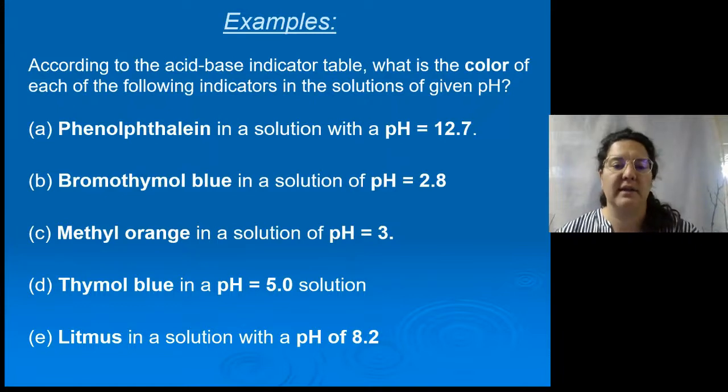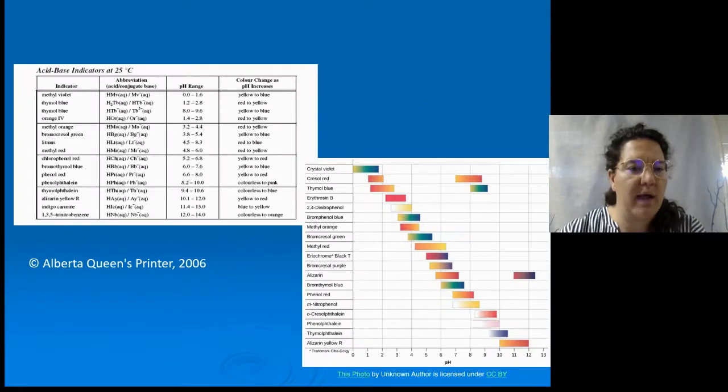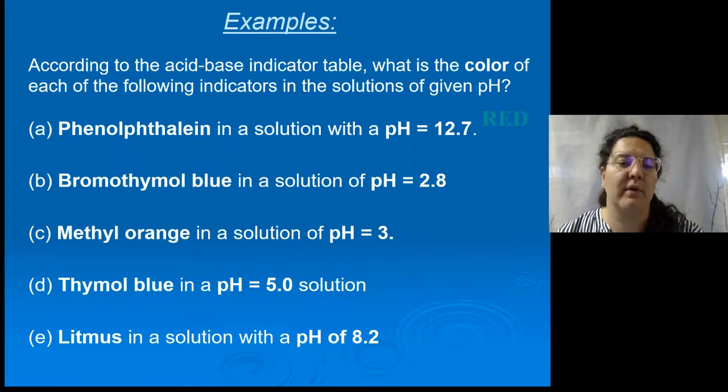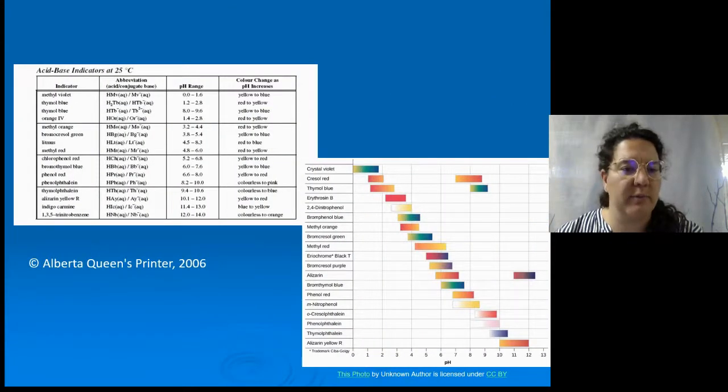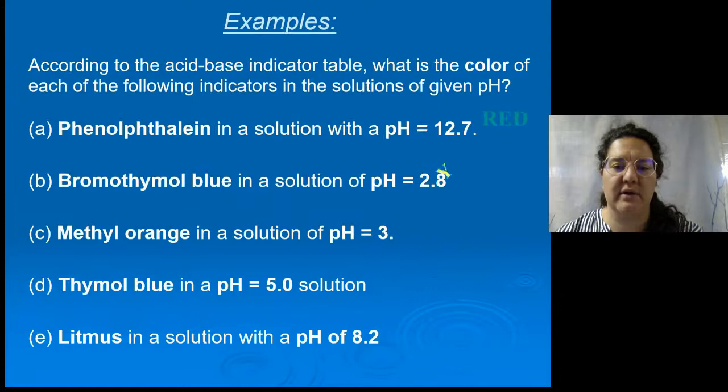So if we put phenolphthalein in a solution with a pH of 12.7, if I go back, phenolphthalein goes from colorless to pink once that solution has gone up to a pH of over 10, so it's going to be red or pink. Bromothymol blue in a solution of pH 2.8. If we go back here to bromothymol blue, it should still be yellow because bromothymol blue stays yellow at a pH of under 6.